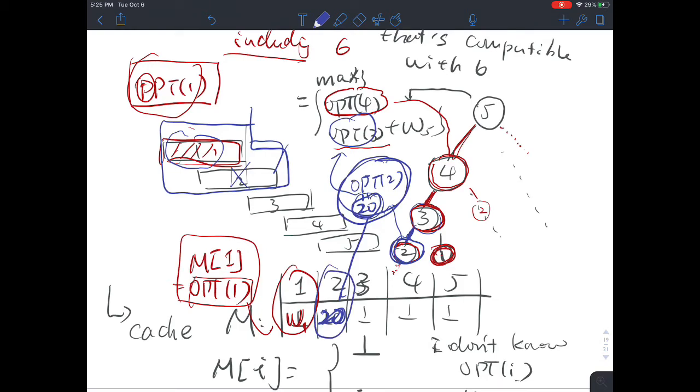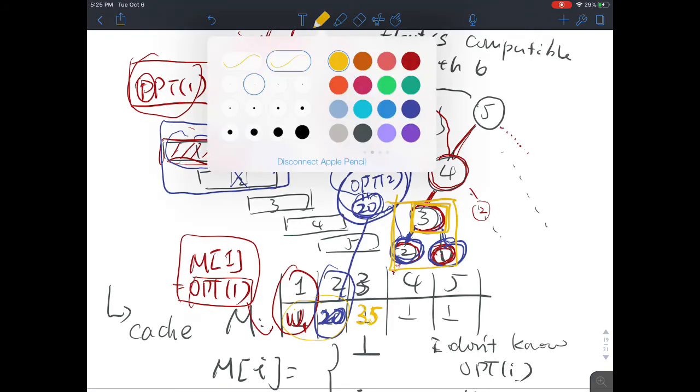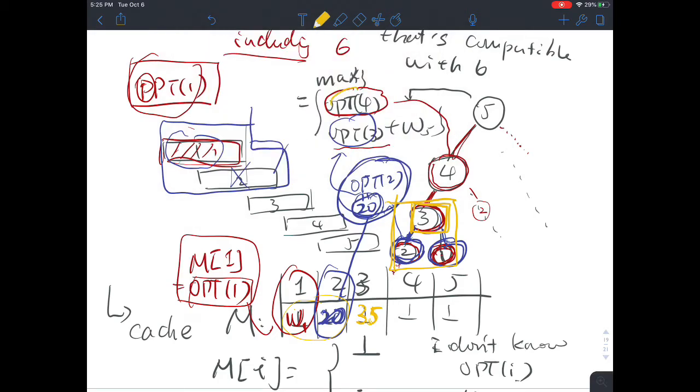Now you have the solutions for 2 and 1 ready, so you know how to tackle 3. Based on looking at these 2 numbers, you have another decision for opt3. Let's say this is 35, I'm just making up some number. Then you solve this particular problem. Now things start to look interesting. Your opt4 is a function: the max of opt3, and opt2 plus W4. This is how you compute opt4.